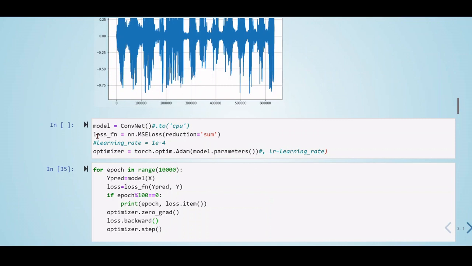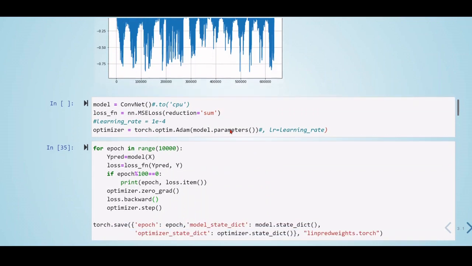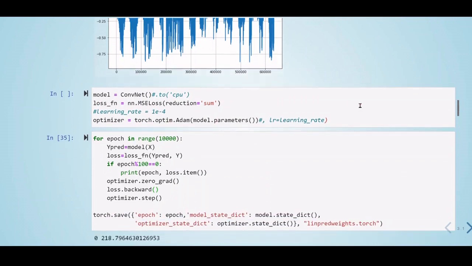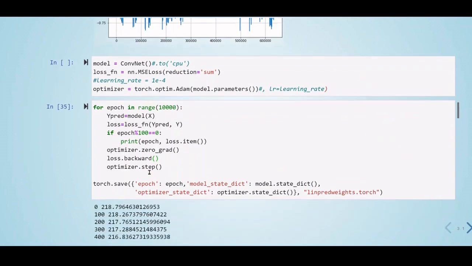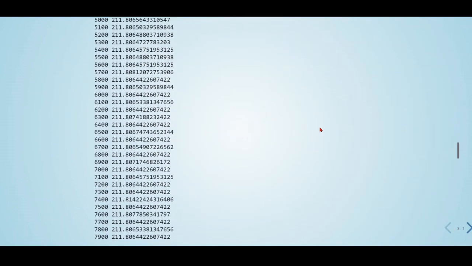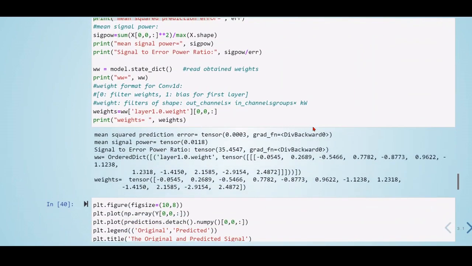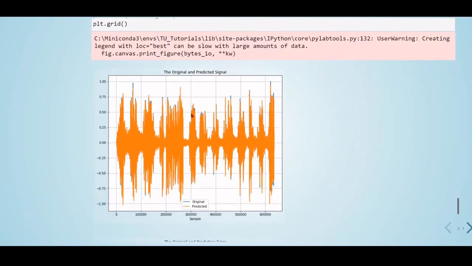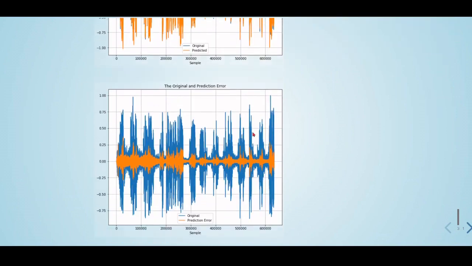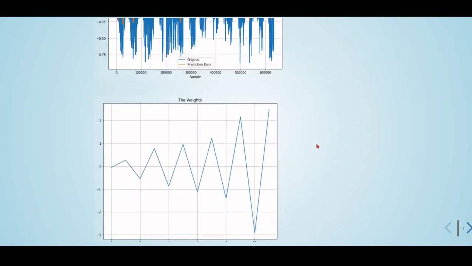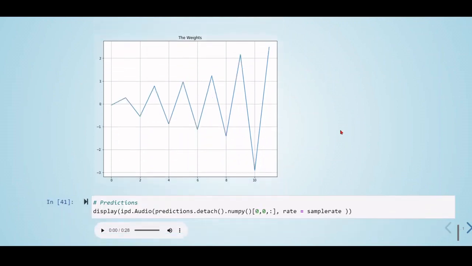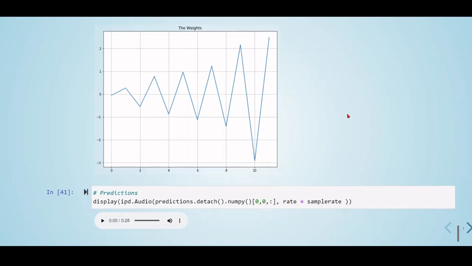Now we are defining our loss function, which is the mean squared error, and here we are using the Adam optimizer, and we start training our model. And this here is the result. So we have here the original and the predicted signals. We have the original and the prediction error, and here we have the weights, and we see that it's very similar to what we obtained using the Wiener-Hopf closed form solution.